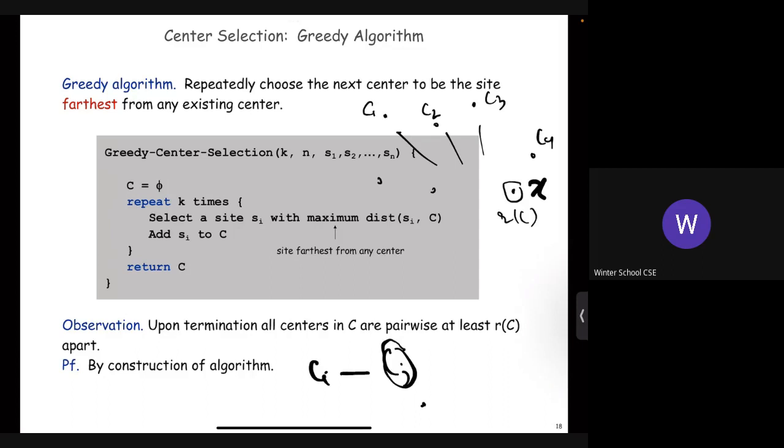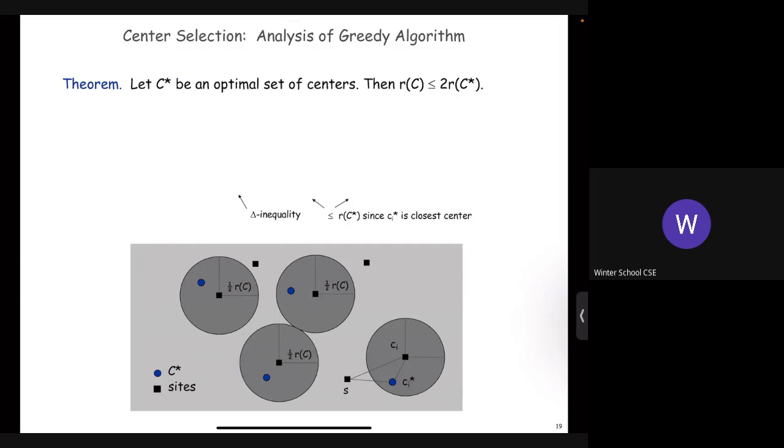Is that fine? So now, are we okay with this observation that when the algorithm does terminate, two points are at least RC far apart? Okay. So now, let's see C star be the optimal set of centers.